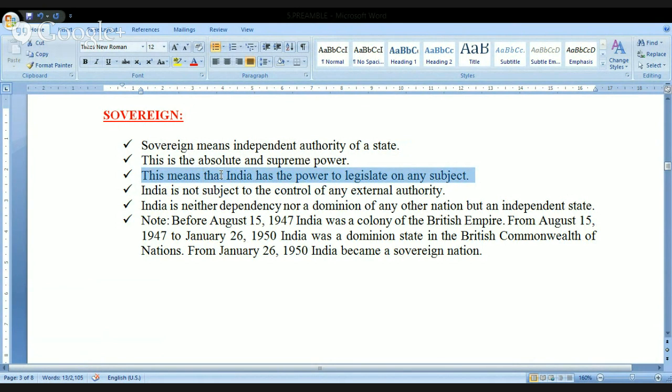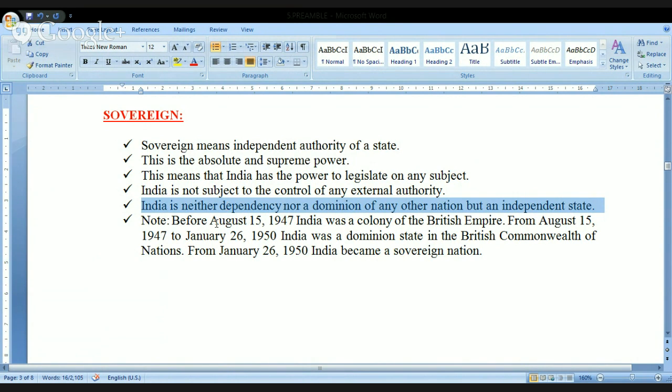India has the power to legislate on any subject. Nobody can give directions to India. The government of the day, within the provisions of the Constitution, can make any law on any subject. And India is not subjected to the control of any external authority, meaning no external pressure and no external directions. Next point: India is neither a dependency nor a dominion of any other nation but an independent state. India is an independent state.